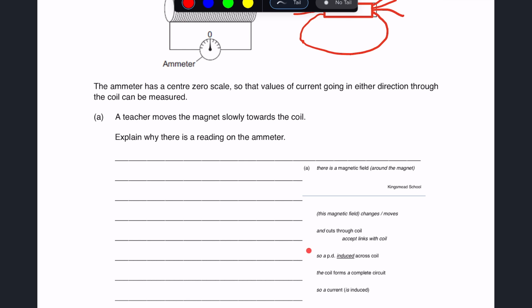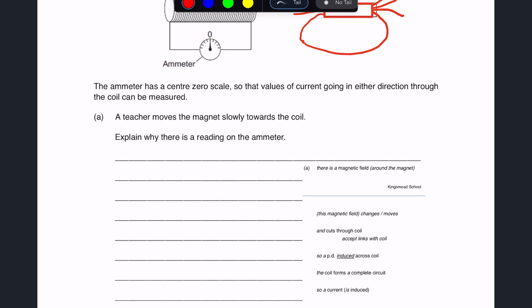Use the word induced. It's underlined because as an examiner, I'm looking for that word. I want to know that you know that we're inducing something, we're causing something to happen. So we're inducing a PD across the coil. And if there's a potential difference across this coil, then we've got a complete circuit and therefore current flows. So we get current induced in the coil. That's what that one's all about. I'll leave that for you to have a look at.